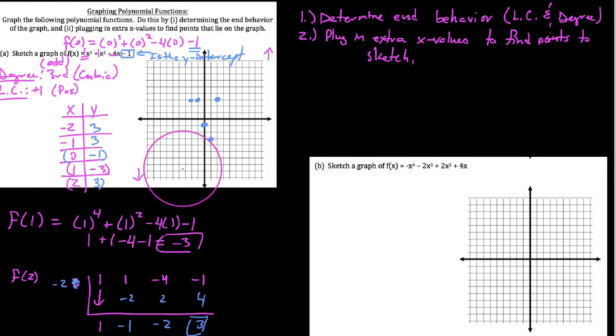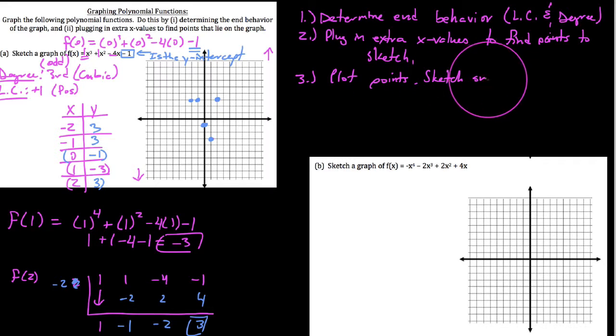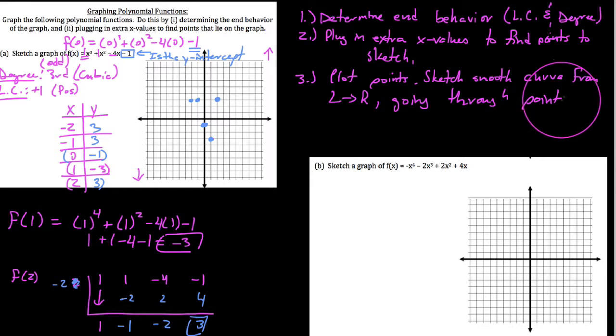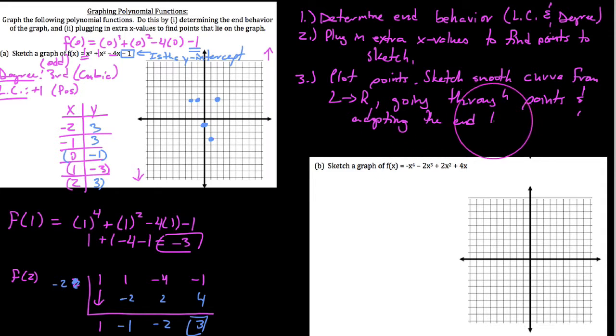So I want to surmise, could we think of a graph that goes through all these points from left to right? Because this is what we're going to have to do now, is plot points, and we're going to sketch a smooth curve from left to right, going through the points and adopting the end behavior that we had talked about.